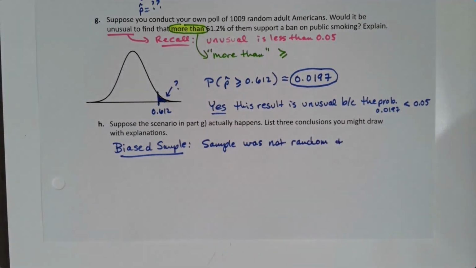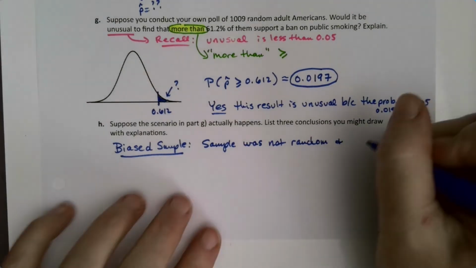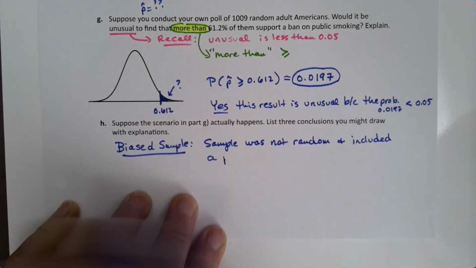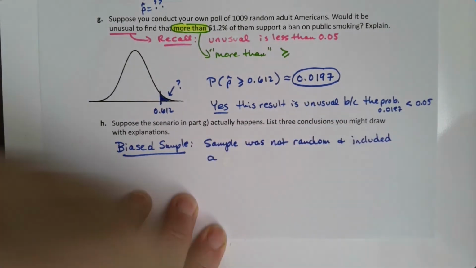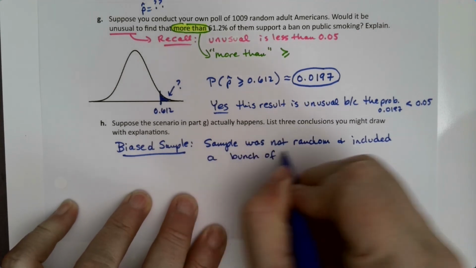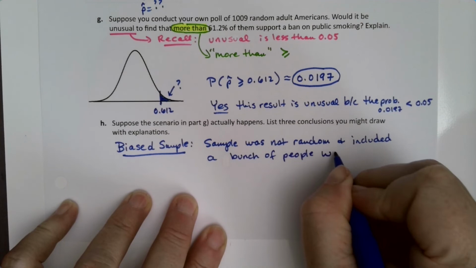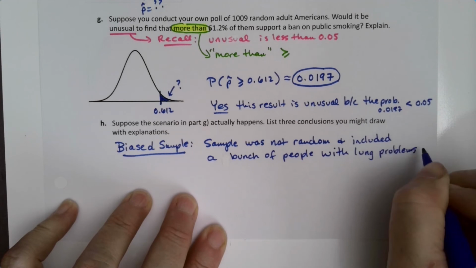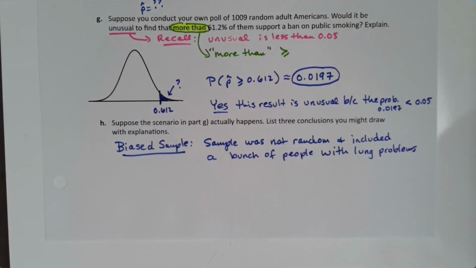And, oh, I don't know, it included a ton of people with lung issues. Who knows? Or you accidentally included a whole bunch of people that were marching at a lung cancer prevention event. So who knows? It could be anything.